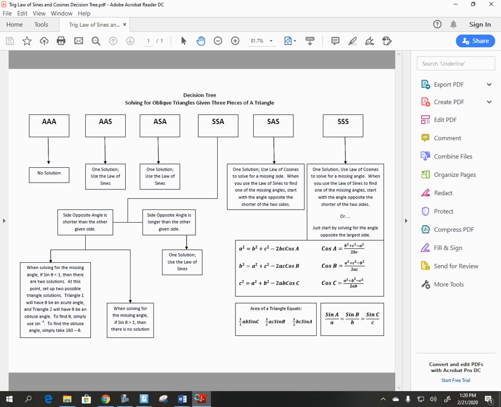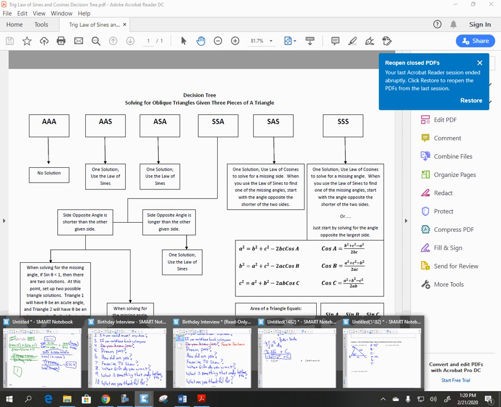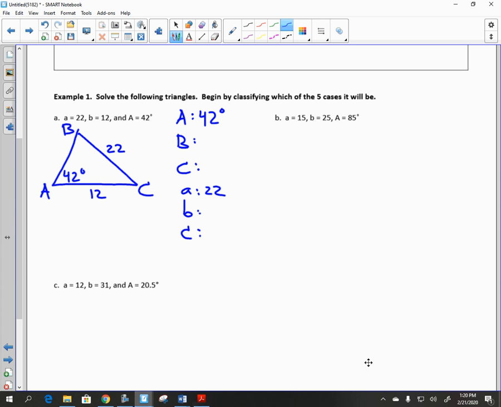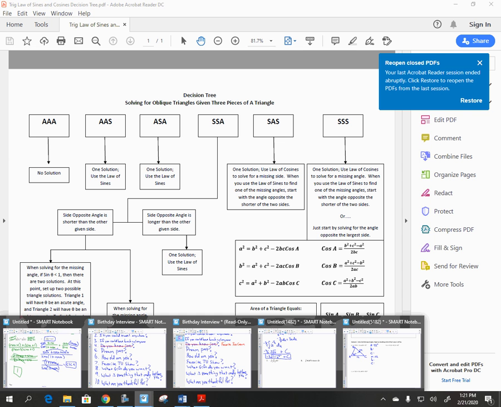Everybody located here? I move down and it then says I have to decide, is the side opposite the angle longer than the other given side, or the side opposite the angle shorter than the other given side? So I look at the side opposite the angle. Is 22 longer or shorter than 12? It is longer. So that tells me what to do. It's very clear. It says it is longer, use the law of sines, and I just get one solution. Everything is good right here. So let's do it.